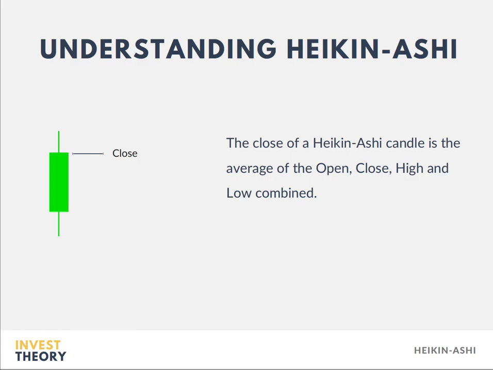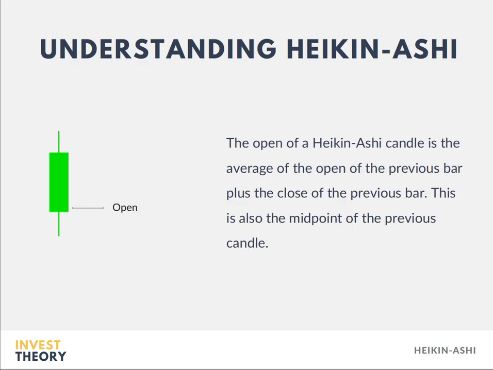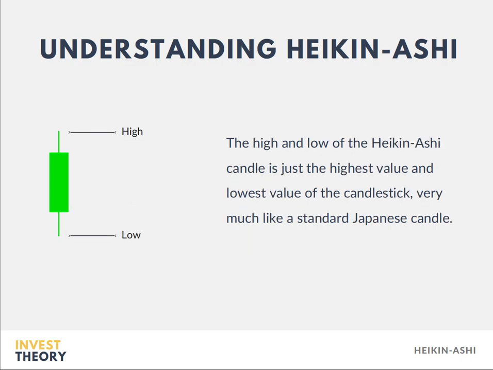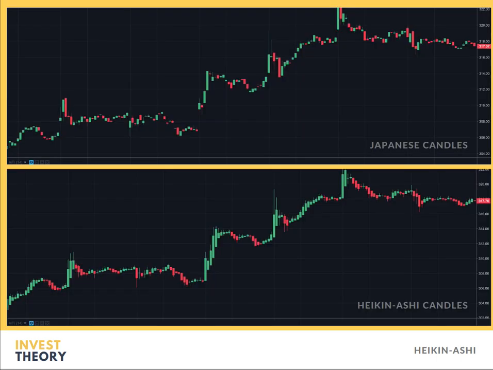The close of a Heikin Ashi candle is the average of the open, close, high, and low of the previous candle. The open of the Heikin Ashi candle is the average of the open of the previous bar plus the close of the previous bar. This is also the midpoint of the previous candle. Now, the highs and the lows of the Heikin Ashi candle are just the highest value and the lowest value of the candlestick, very much like the standard Japanese candle.